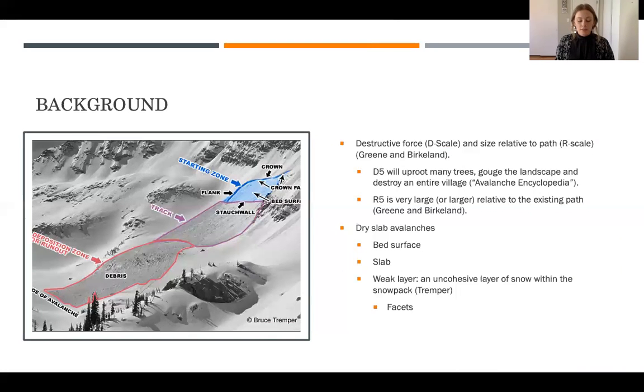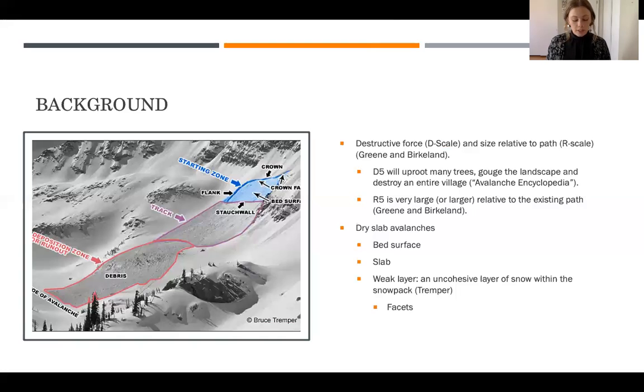So there's two measures of the size of an avalanche: the destructive force, which is measured on the D scale, and the size relative to the path, which is measured on the R scale. The D scale measures the destructive capability of an avalanche. For example, a D1 avalanche is unlikely to bury a person, whereas a D3 avalanche can destroy small buildings, and a D5 avalanche will uproot trees, gouge the landscape, and can destroy an entire village.